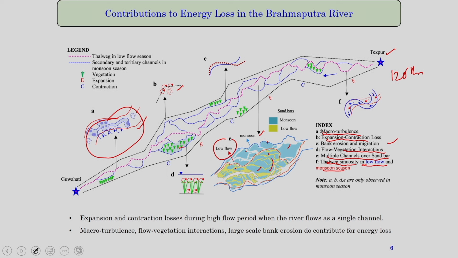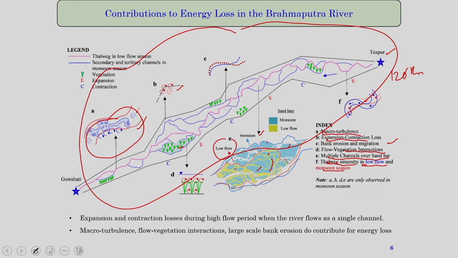So when you talk about the energy dissipations in the Brahmaputra river, it's not only frictional energy losses, which are well debated in many river engineering books. What we are talking about goes beyond that: there are energy losses because of expansion and contractions, because of the bank erosion process, because of macro turbulent structures, as well as the shifting of the thalweg lines in the low and medium seasons.